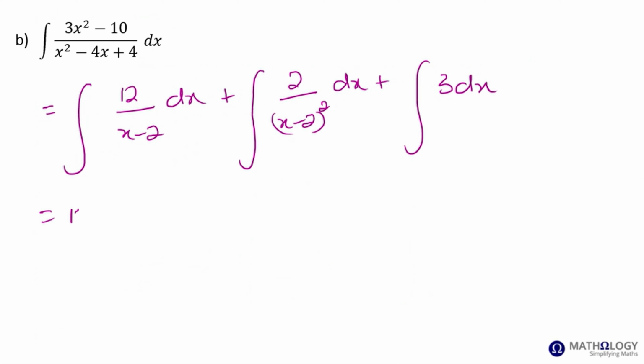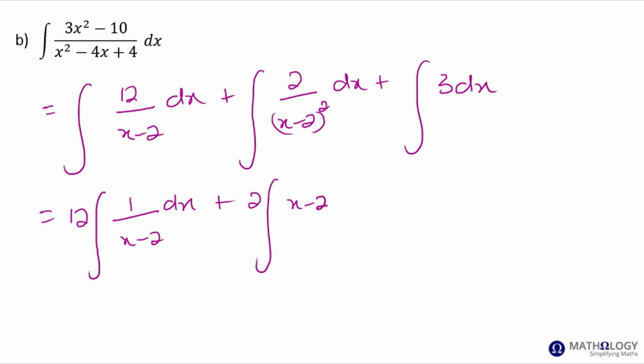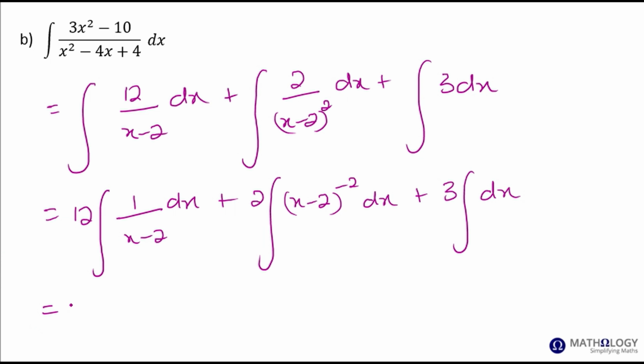Okay, we can pull the constant out. So I'm just going to write this out again in a different form. So 12 times the integral of 1 over x minus 2 dx. We're going to pull the constant 2 out, and we have 1 over x minus 2 all squared, which I'm going to write as x minus 2 to the minus 2 dx. And 3, we're going to pull that constant out. So we just have 1 dx. We don't even need to put the 1 there, so we're going to just put dx. Okay, so that equals 12 times the integral of 1 over x minus 2 dx, which is going to be ln of x minus 2. We also divide by the derivative of x minus 2, which is 1. So dividing by 1 doesn't change anything.